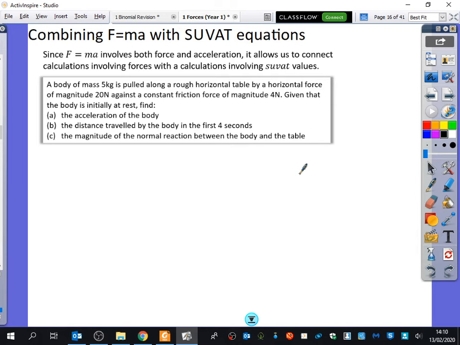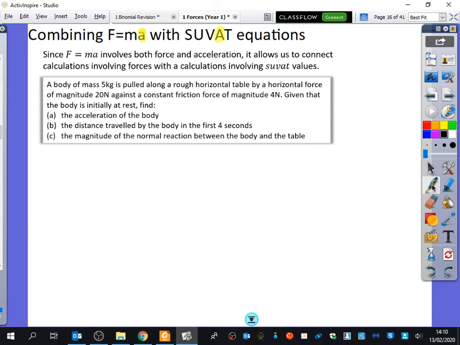And it says combining F equals ma with SUVAT equations. Since F equals ma involves both force and acceleration, it allows us to connect calculations involving forces with calculations involving SUVAT values. So let's have a look at what we've got here. And before we actually do that, the most important one to notice is F equals ma and SUVAT both have acceleration. So if you ever feel like you're stuck in one of these questions, you need to work out the acceleration because it's the bridging value that will take you between the two topics.